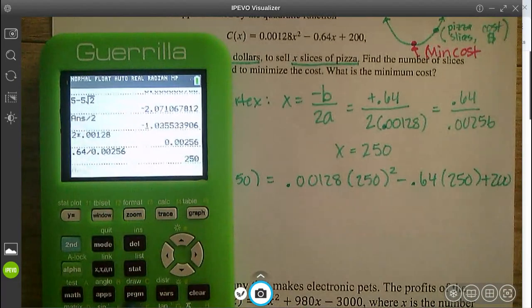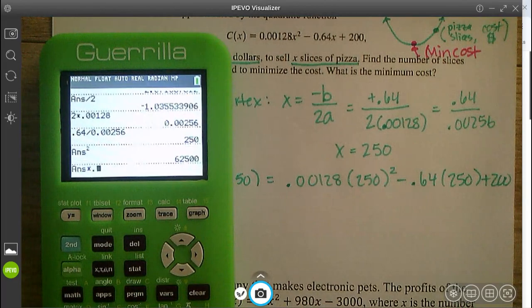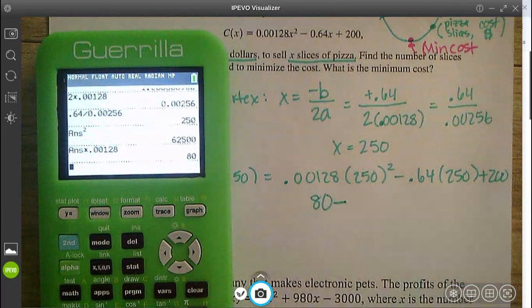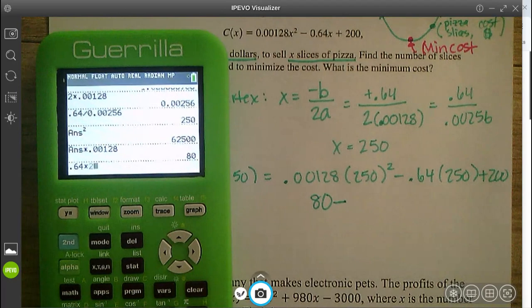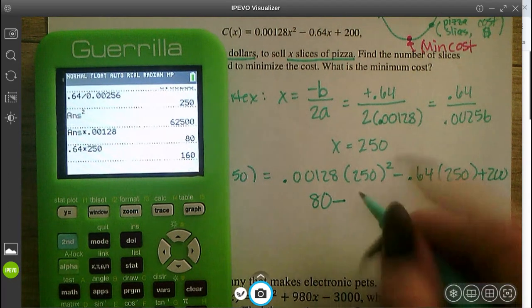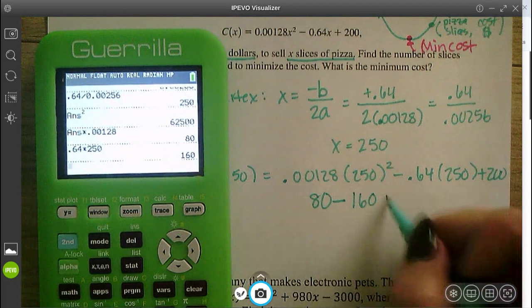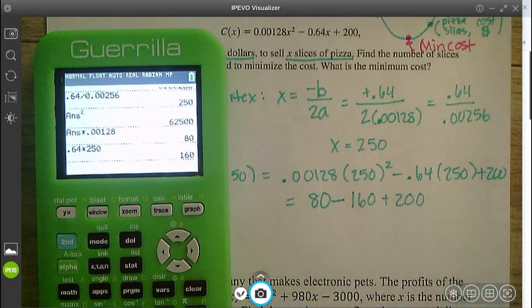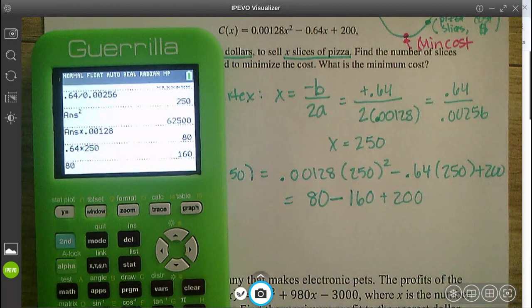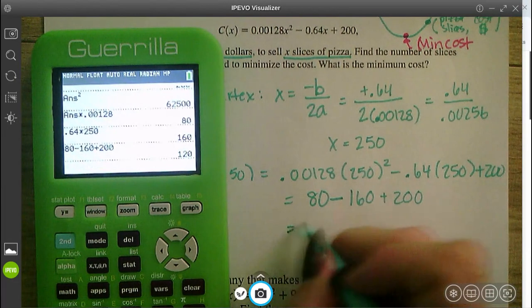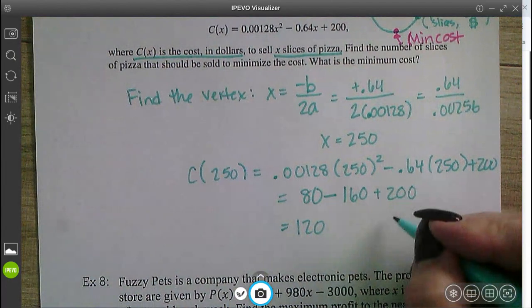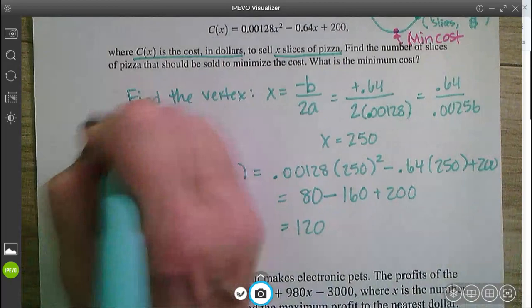So I take 250 squared times 0.00128. That gives me 80. 0.64 times 250 gives me negative 160, and then plus 200. Look at that. Those two numbers are opposite signs. One is twice as big. So I know I'm right. 80 minus 160 plus 200 is 120. So the coordinates of the vertex are 250, 120.